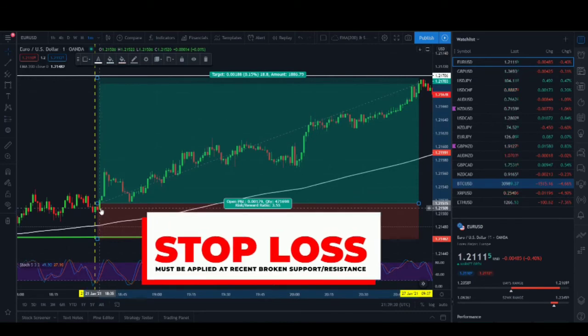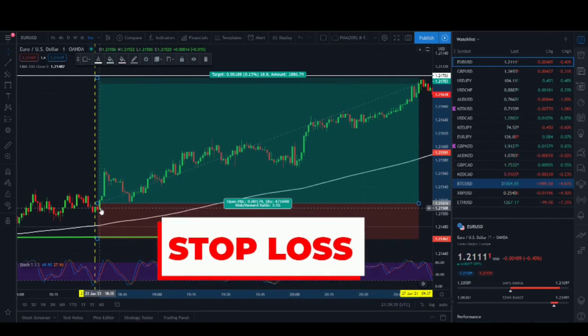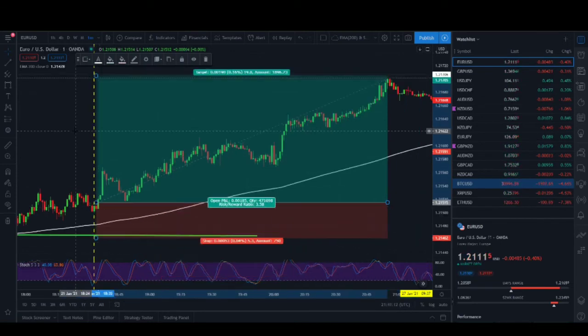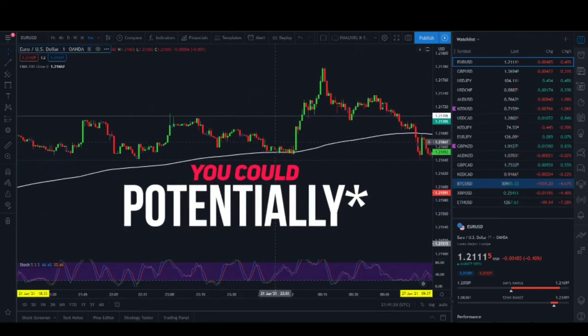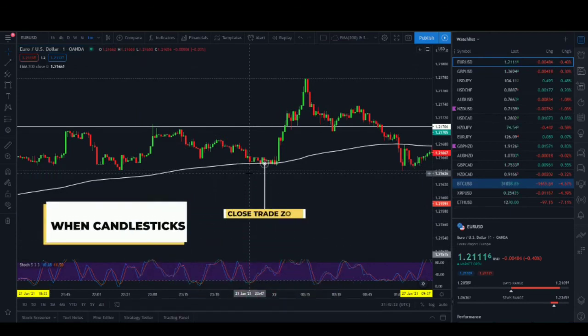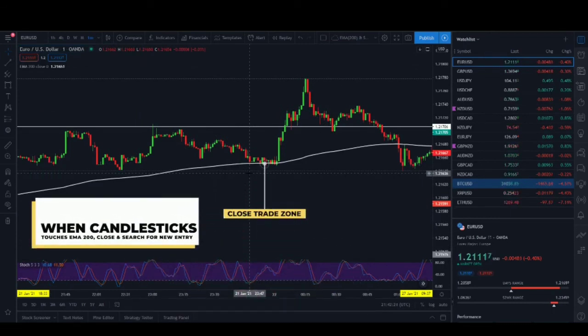In regards to your stop loss, the stop loss zone should be in the recent area of a broken support and resistance. As you can see, even by applying two different indicators and following the correct steps, we would be profiting around 19 pips. Of course, you could possibly keep the trade until over here, because this is the zone where you would have to close your trade and look for new opportunities.